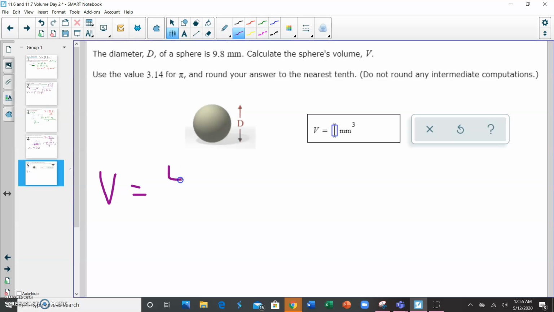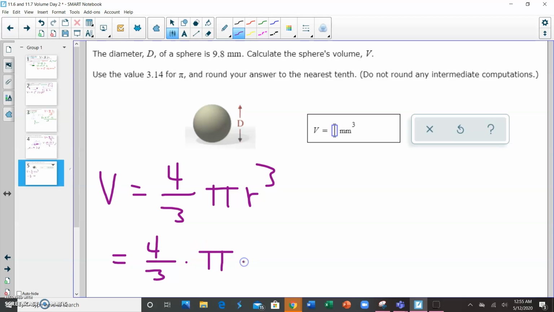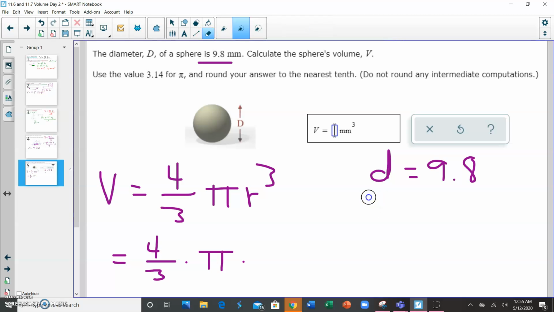Okay, so the volume is going to be 4/3 pi r cubed. So you should write that down so you can reference it somewhere for your next test. So it's 4/3 pi times r cubed. So that is going to be equal to 4/3 times pi times my radius, which in this case, your diameter is 9.8. So if your diameter is 9.8, your radius is half of that.